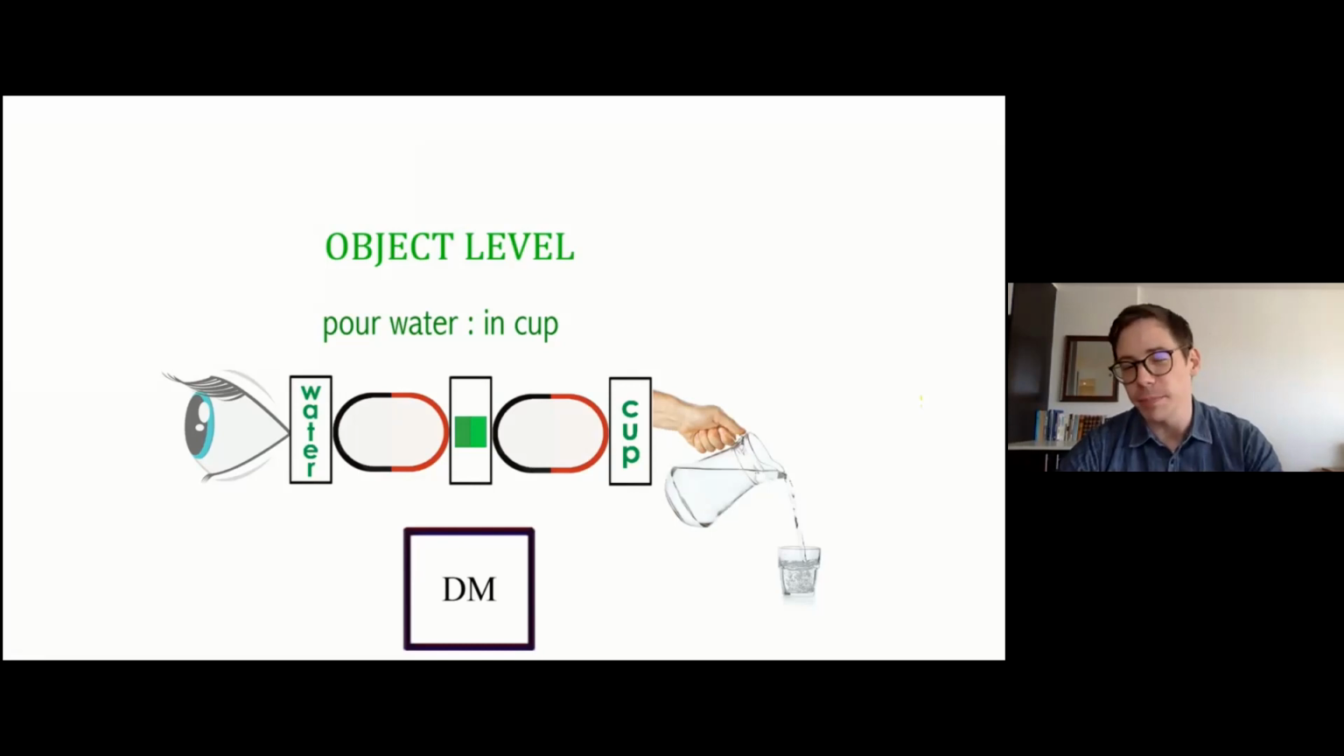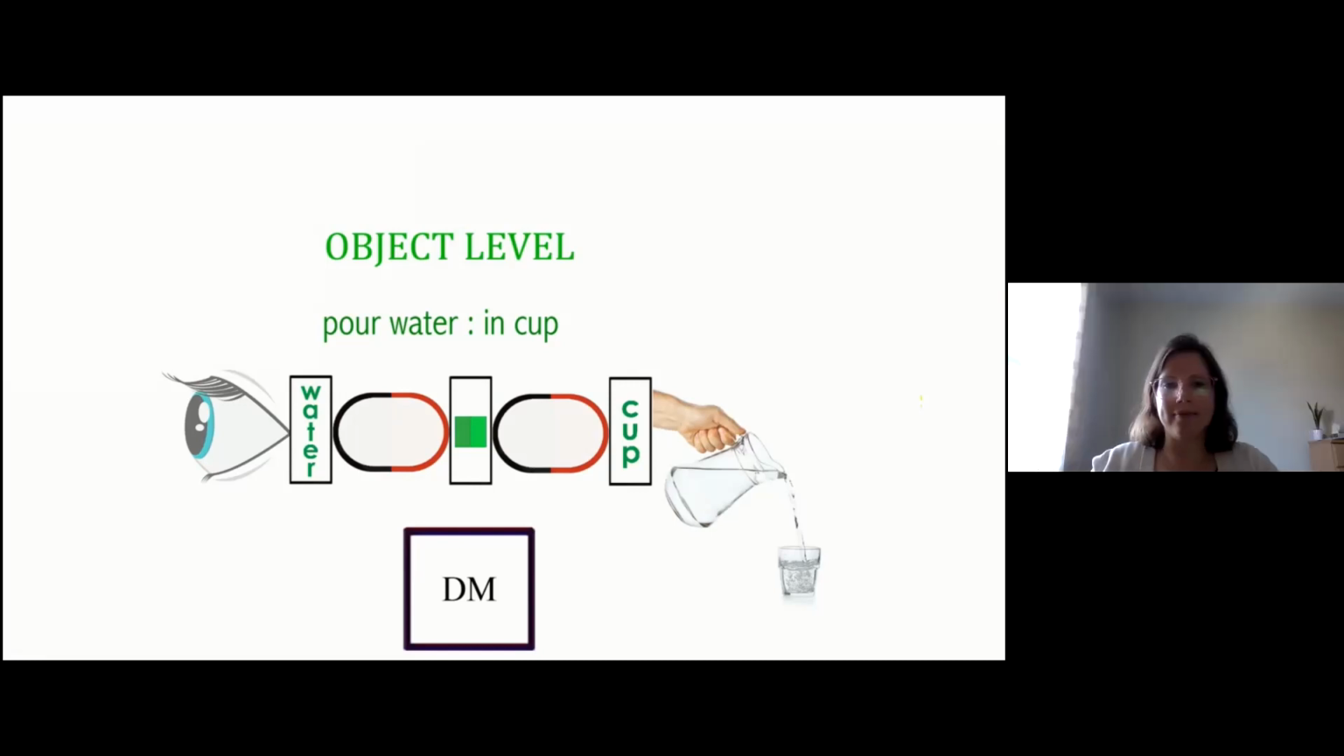Okay, I'm going to pause there because I want to know if there's anybody who has any questions or whether this was confusing at all, because it very much can be, I know. Any questions? There aren't any in the chat.